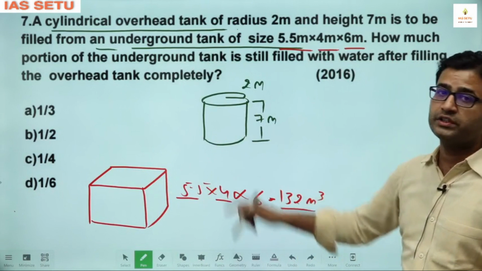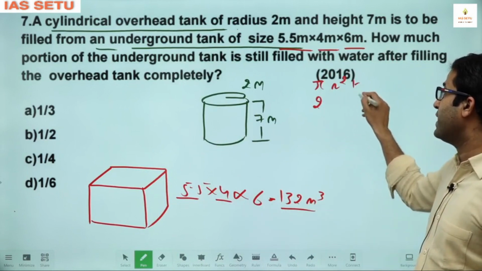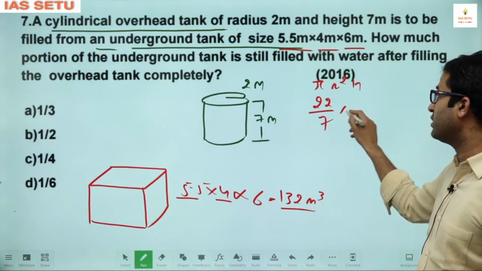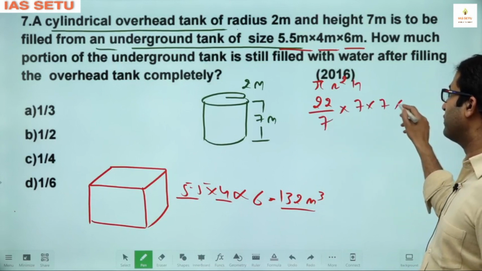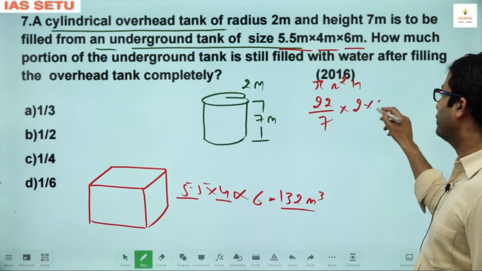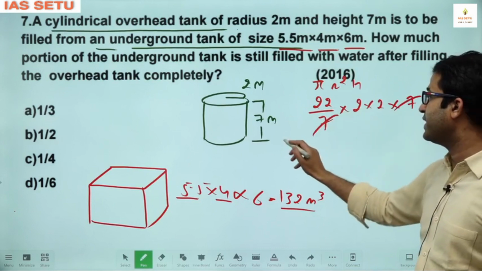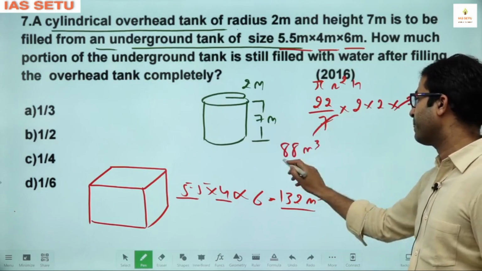What is the capacity of this cylindrical tank? Pi r square h. Pi is 22 by 7. Sorry, r is 2 meter, 2 into 2. Height is 7. 7 cancel. It is 88 meter cube.